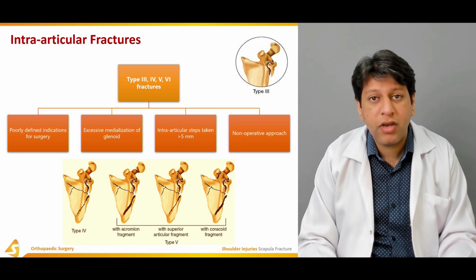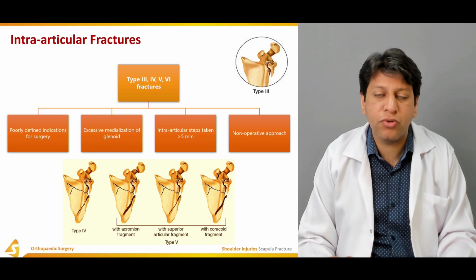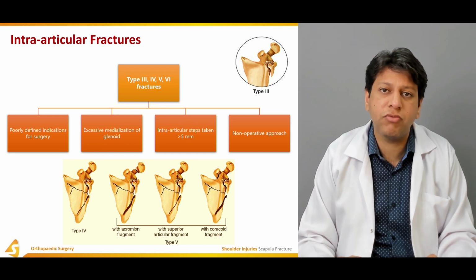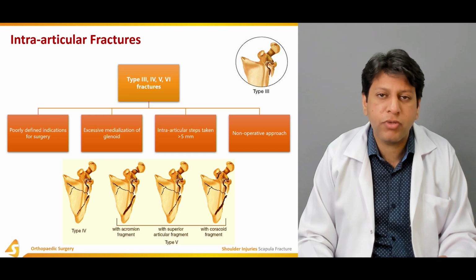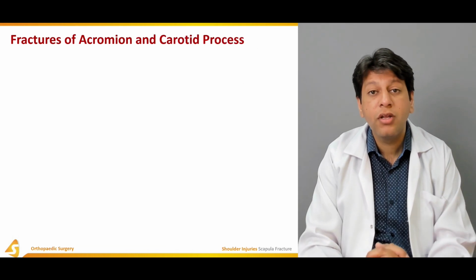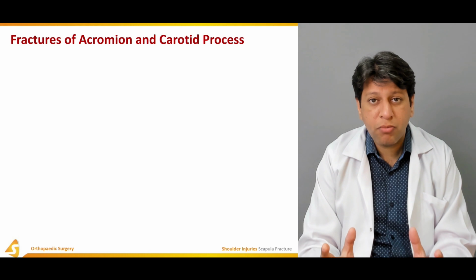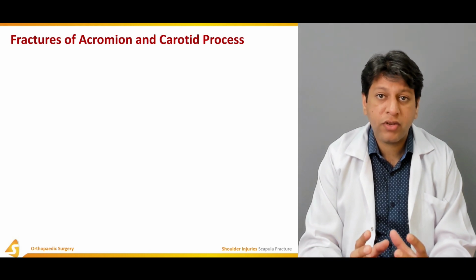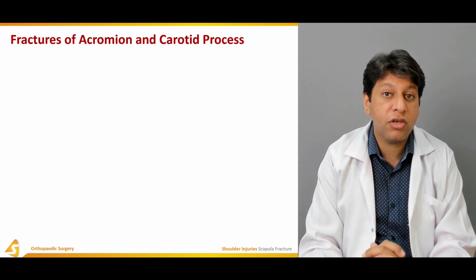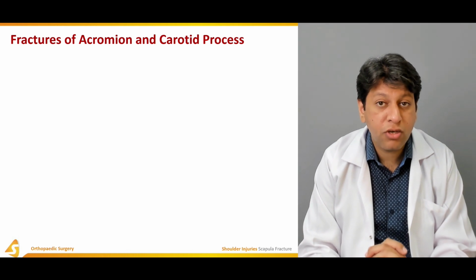Only if it's less than 5 mm can you take a non-operative approach. But usually with these fractures, we have to go for surgery most of the time. Now, as I told you, one was the scapular blade, an extra-articular fracture. The other was intra-articular fractures involving the glenoid fossa or the glenohumeral joint.